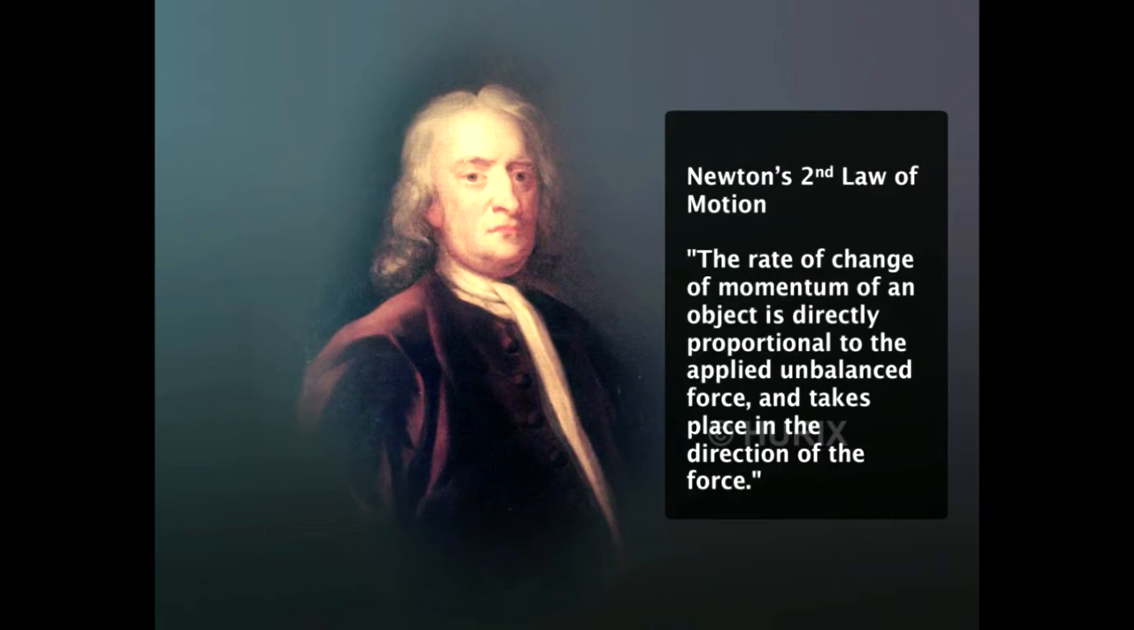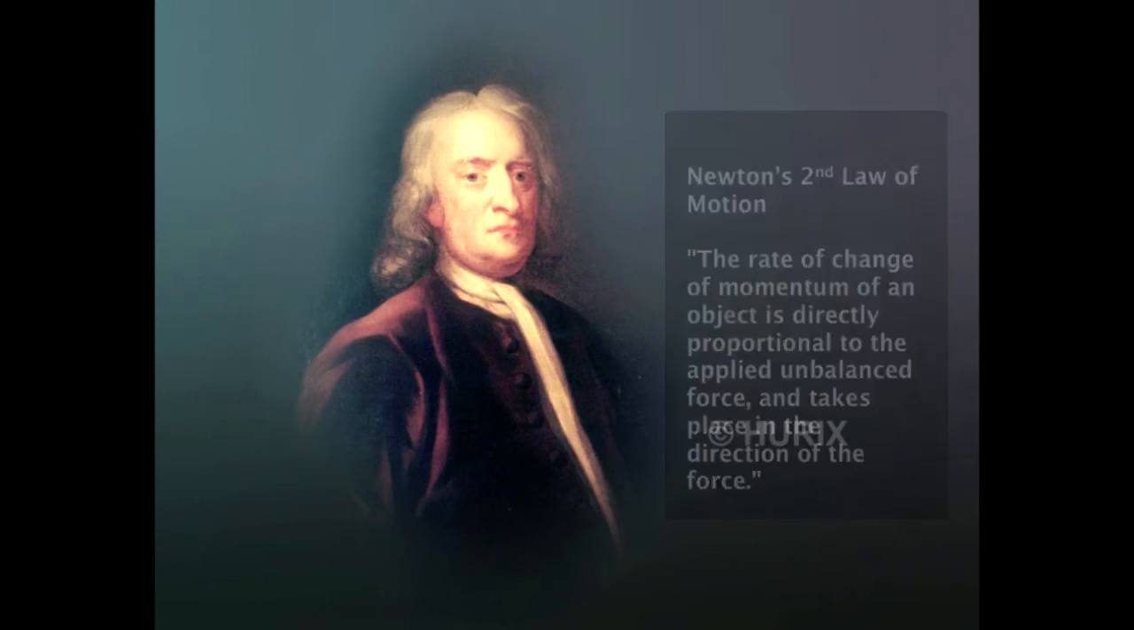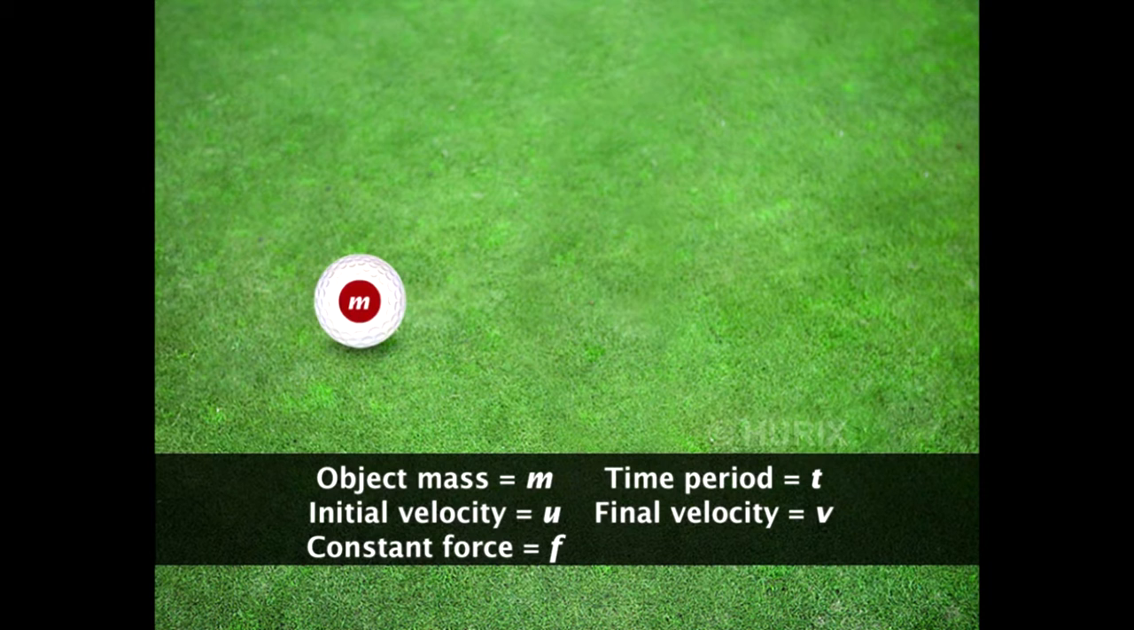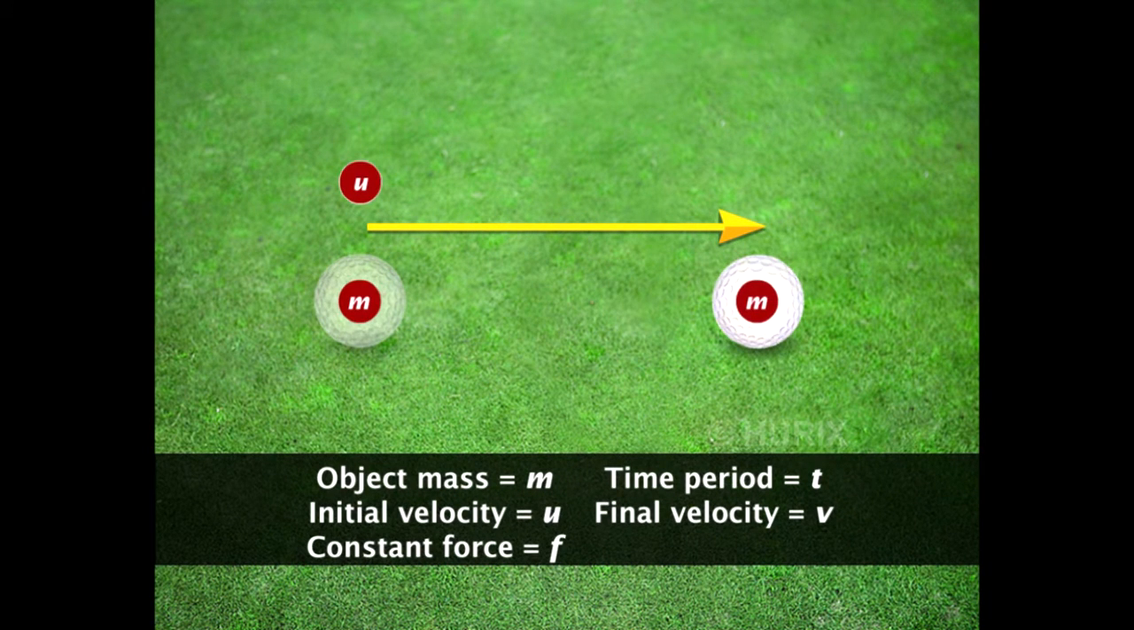Let's derive a mathematical formula for the second law of motion. Consider an object of mass m moving along a straight line with an initial velocity u. The uniform application of a constant force F over a time period t accelerates the object to velocity v.